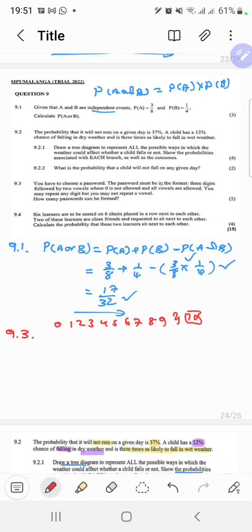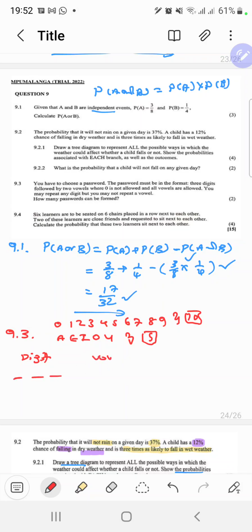The password must be in this format: 3 digits followed by 2 vowels. Okay, vowels, remember, it's A, E, I, O, U. How many are they? 1, 2, 3, 4, 5. So there are 5 in total, the vowels. Okay, so you think about it that way. And then of course they're saying now here we're taking 3 digits. So there's a digit space here. And then we're going to have 1, 2, 3 slots for the digits.